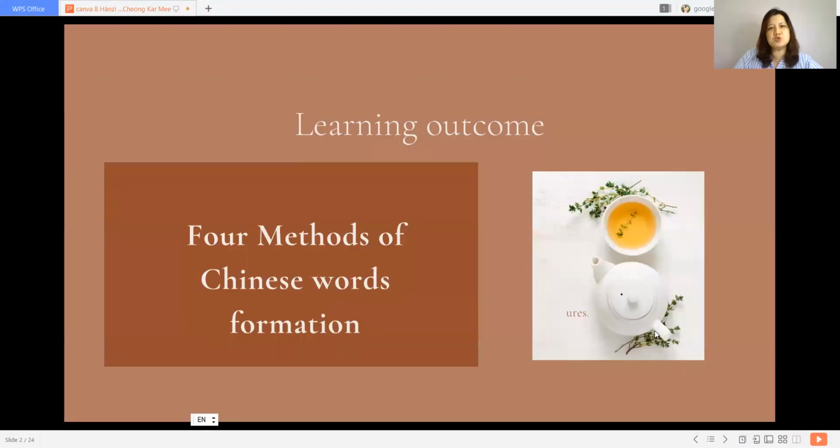So what are we going to learn today? The learning outcome today is I'm going to introduce you to 4 methods of Chinese word formation. Do you ever figure out how Chinese words are written that way? Why is a Chinese word like that? Why is it not like that? It's not alphabetical order, right? There is always a reason for that.